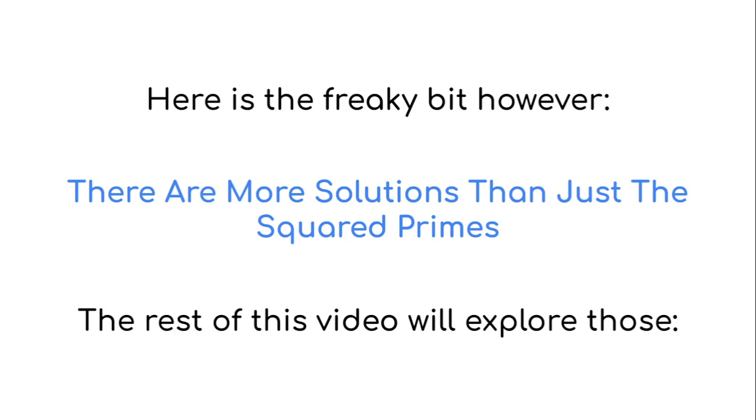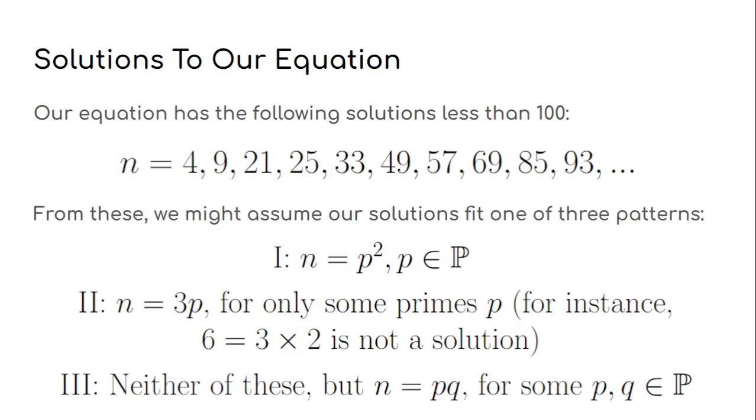Here are the solutions less than 100. You have n is 4, 9, 21, 25, and so on, as you can see on the screen. Now the first two are what we would expect. Specifically, 4 is 2 squared and 9 is 3 squared. But 21 isn't a prime number squared. In fact, it's 3 times 7. And neither is 85, which is 5 times 17. In fact, the solutions we actually wanted constitute a seemingly small proportion of the solutions we end up with. And this was very puzzling for me.